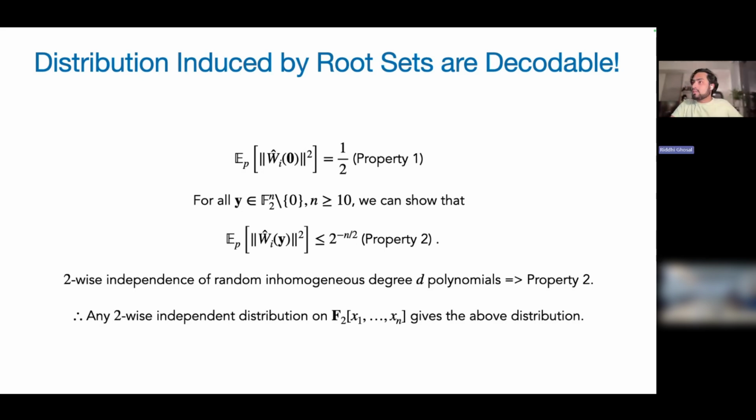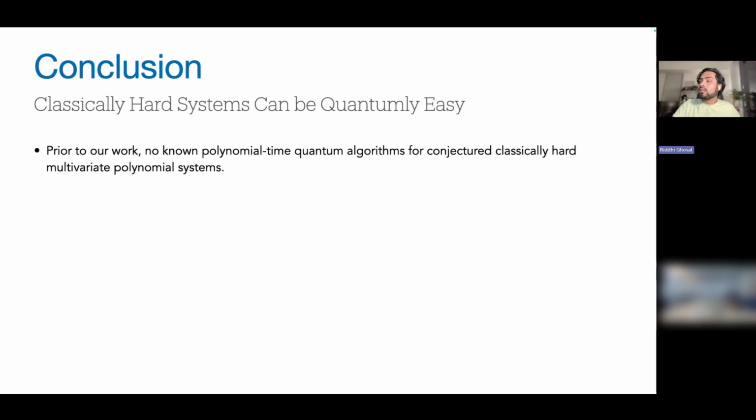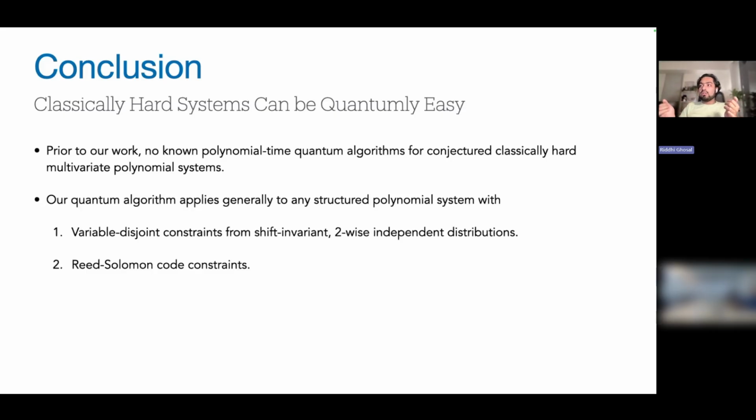Right? So just to summarize all of this and to conclude, as I said, prior to this work, no polynomial time algorithm was known against any multivariate system. What we explicitly show is that if you have a system with variable disjoint constraints on higher degree polynomials, in fact, not even higher degree polynomials, all we want is a 2-wise independent distribution over the polynomial system. And there's this caveat here on shift invariance, but we don't know how to get rid of it.